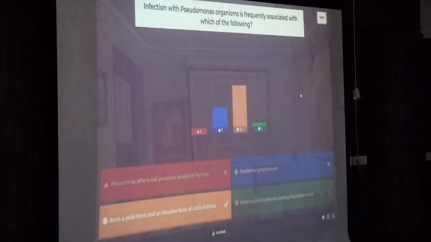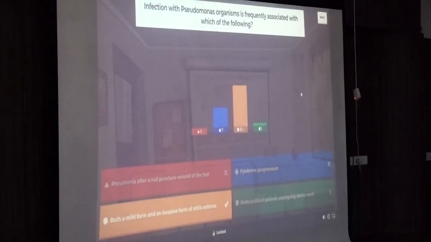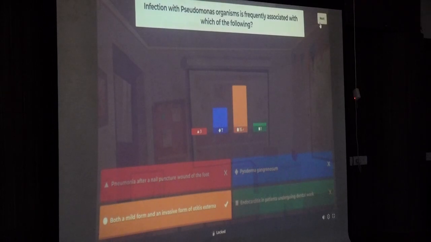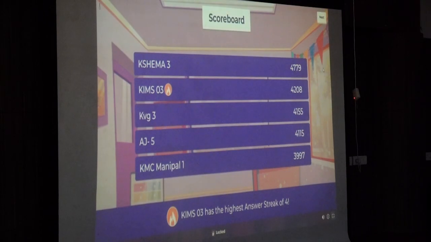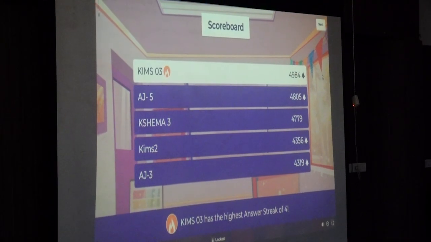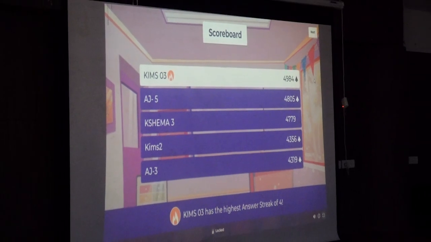Time up. So the answer is option C. 15 teams have got it correct. It's a good number. Kim's third team jumps again on the top. Fifth team on second, and Shema third team at third place. This is the first time I'm seeing this kind of a rotation. I have organized some 20 quizzes of this kind. Usually one team continuously remains on top, but this time it's very interesting. Very good.